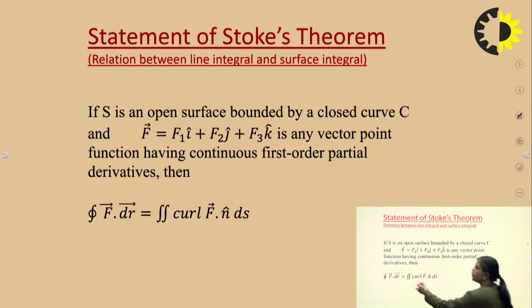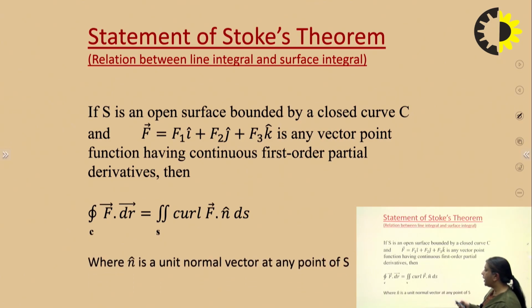So in Stokes theorem, we have to find the line integral of F dot dr on the LHS, and we have to equate this line integral to the surface integral of curl of F vector dot n cap. We all know the curl of F vector is del cross F, that means the cross product of F vector with the del operator, and n cap is the unit normal vector to the surface at any point.